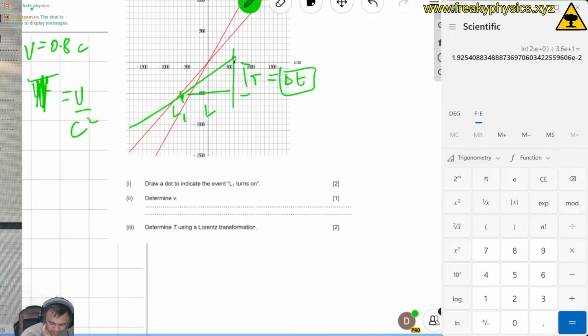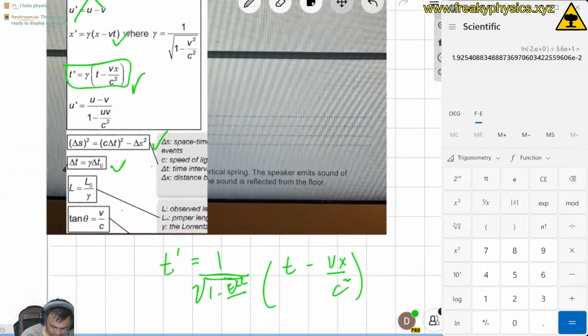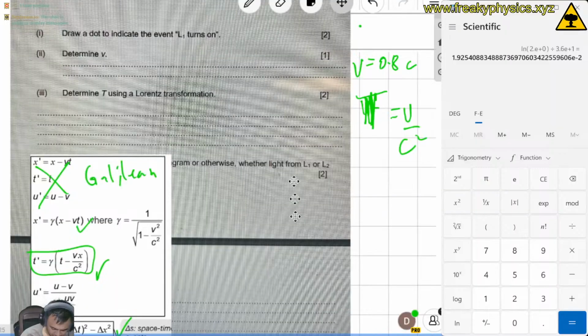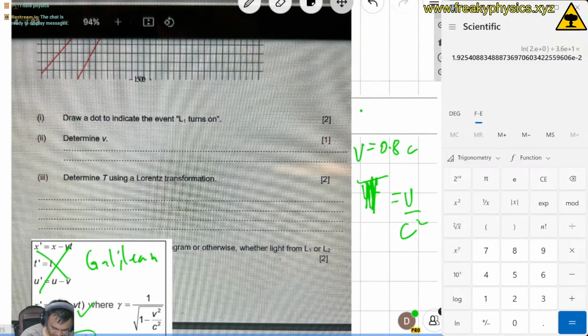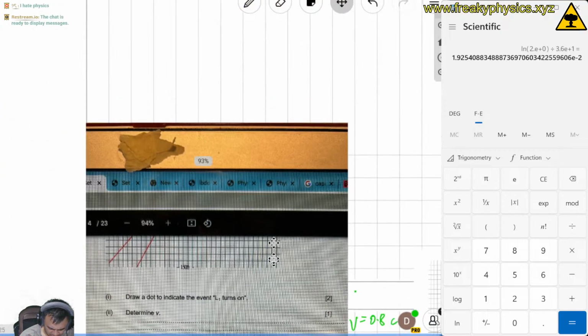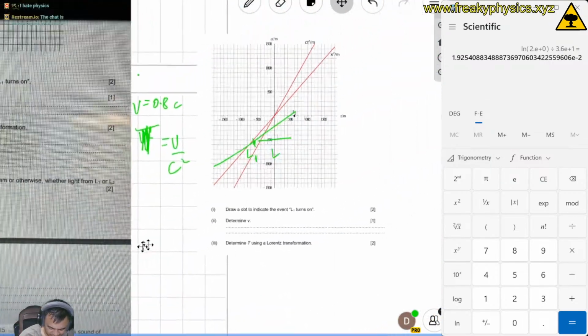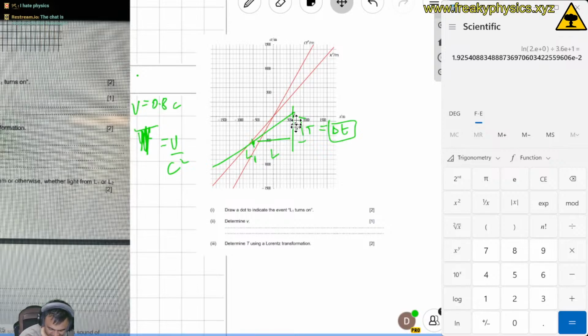Okay, I think we need to use the space-time interval equation here. What else is given? We know how long the space station was, right? 1,200 meters. So that's going to be 600 here and 600 on this side, right? Okay, is that useful? It is, because we know that our length is 1,200.